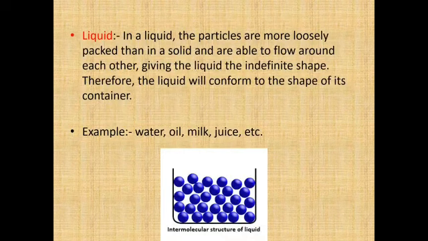Now, let us move to the second state of matter, that is liquid. In a liquid, the particles are more loosely packed than in a solid and are able to flow around each other, giving the liquid the indefinite shape. Therefore, the liquid will conform to the shape of its container. Some examples of liquid are water, oil, milk, juice, etc. As shown in the figure, the spaces in liquid is more than as compared to solid.